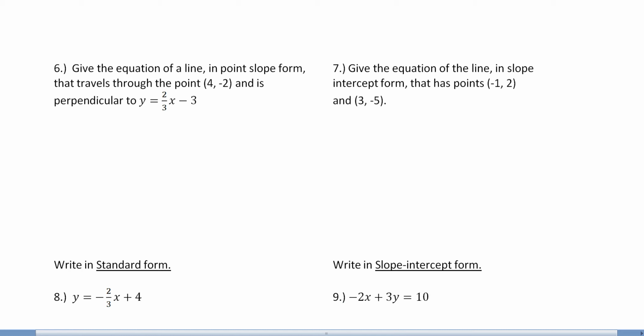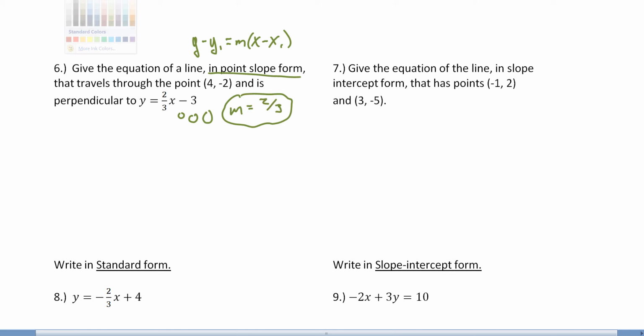For the next one, give the equation of the line in point-slope form this time. So this time we want point-slope form. Remember, point-slope form is y minus y1 equals m times x minus x1. And it says that travels through 4, negative 2, and is perpendicular to y equals 2/3 x minus 3. And so again, when I think about the slope of the line that has been presented to me, this line has a slope of 2/3. So I want a perpendicular line, which means my line has to have a slope that's the opposite reciprocal, so a negative 3/2. Okay, change the sign and flip it.